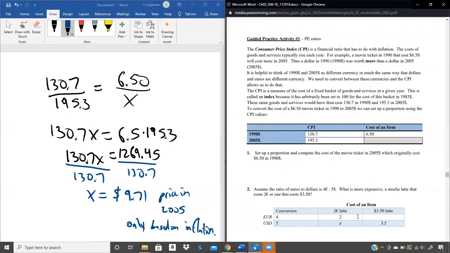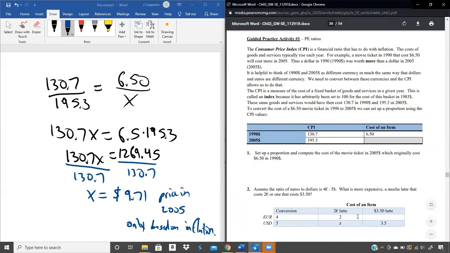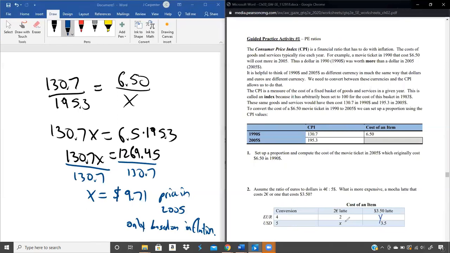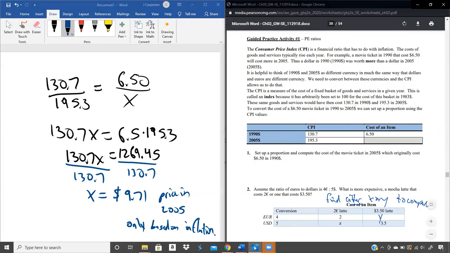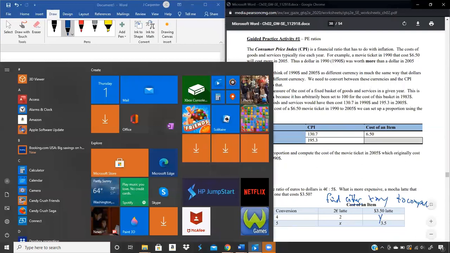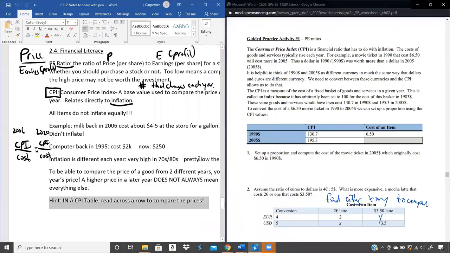So the thing that we want to know is, they put the X here, but honestly, I'm going to write a Y here. Finding either X or Y gives you a way to compare. You can find either X or Y to compare. That's the note I gave earlier. Let me pull it up. Where all you have to do is just read across a row. I even have it currently highlighted. In a CPI table, you just read across a row to compare the prices.